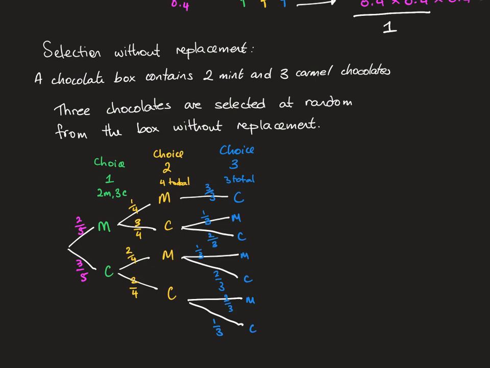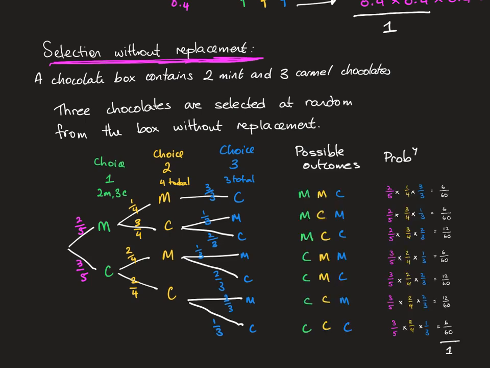So when you're doing selection without replacement, you need to think really carefully about the fact that the total number of things that you're choosing from goes down with each choice. So we had 5 items to choose from at the start. Then our second choice we had 4 to choose from, and our third choice we had 3 to choose from. And depending on what had already come out, our third choice was different for different previous outcomes. So you need to be careful and watch for those things.